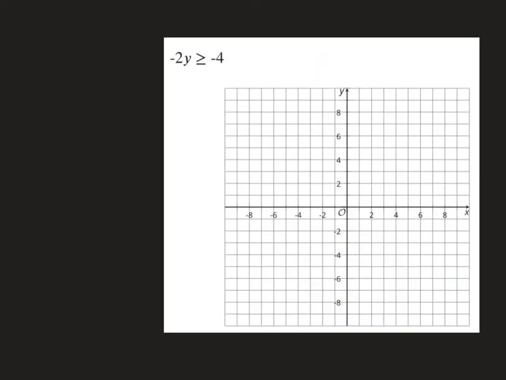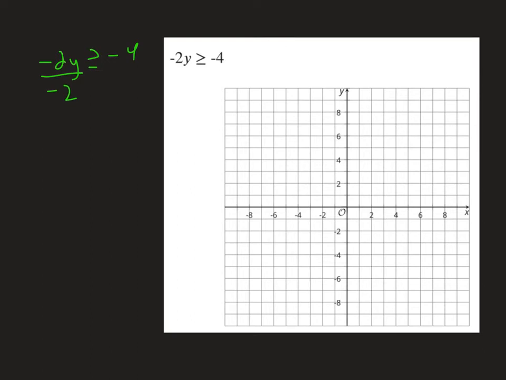Okay, so now we're looking at -2y greater than or equal to -4. So I'm going to write that over here. -2y greater than or equal to -4. Now, I'm not a fan. This one's going to be harder to negotiate. So for me, I think I'd like to get y by itself. And so the first thing I'm going to want to do is get rid of that -2.